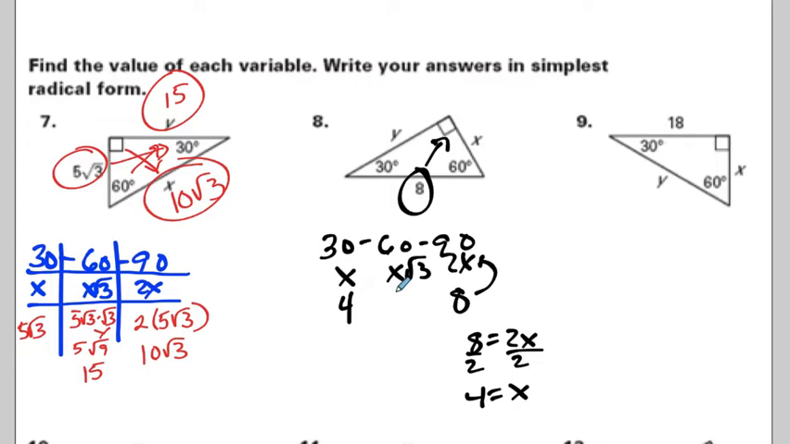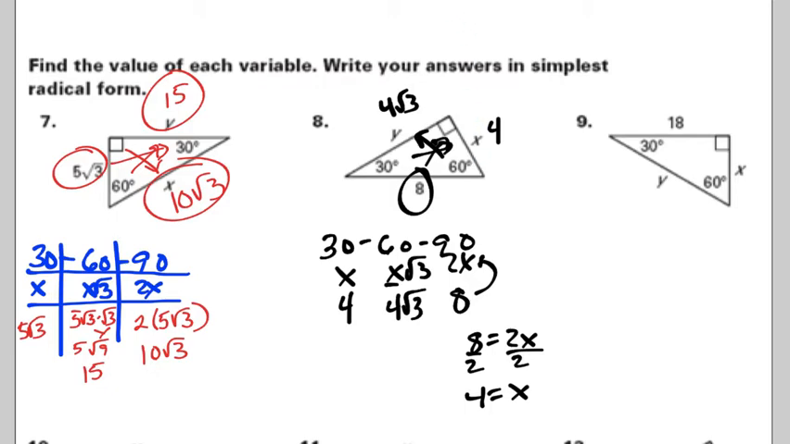And now you're able to plug this in for the x under the 60. So you're going to have 4 root 3 for that one. Now we're going to put these all back onto the picture. Across from the 30 is where the 4 will go, and across from the 60 is where the 4 root 3 will go. And now you have your variables that you were looking for.